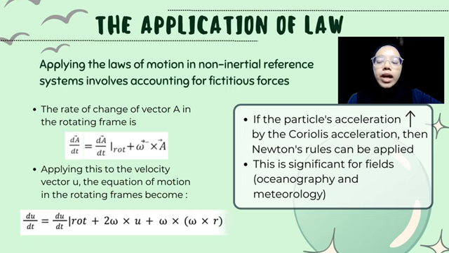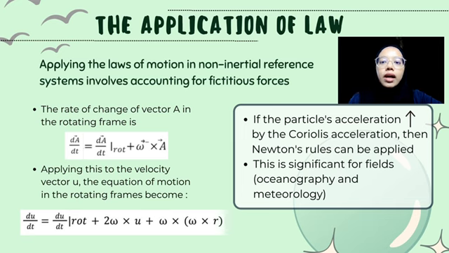Next, if the particle's acceleration is increased by the Coriolis acceleration, then Newton's rules can be applied correspondingly in the spinning frame. The last one is significant for fields such as oceanography and meteorology, where it makes more sense to describe atmospheric and oceanic dynamics using an Earth-fixed rotating coordinate system. In summary, in order to accurately apply Newton's law to the equation of motion in a rotating frame, the Coriolis and centrifugal forces must be added, or equivalently, the acceleration must be increased by the Coriolis acceleration.